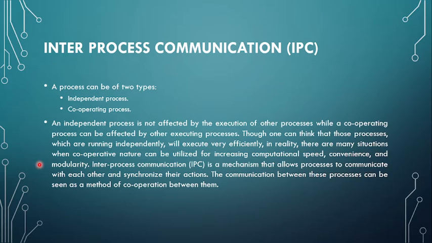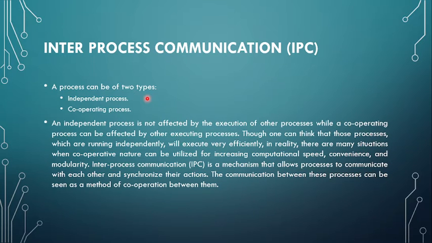Inter-process communication is a mechanism that allows processes to communicate with each other and synchronize their actions. The communication between these processes can be seen as a method of cooperation between them. So we have two kinds of processes. An independent process executes independently; it does not affect other processes and is not affected by them. A cooperating process will affect other processes and can be affected by other processes.